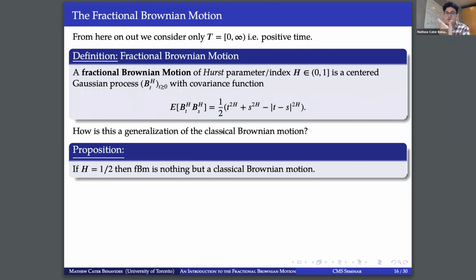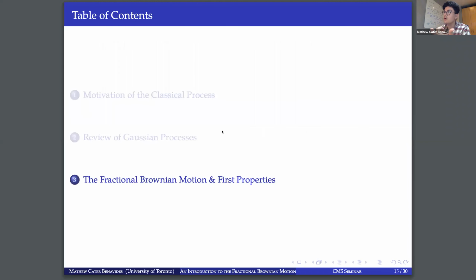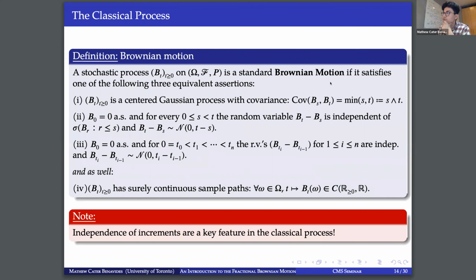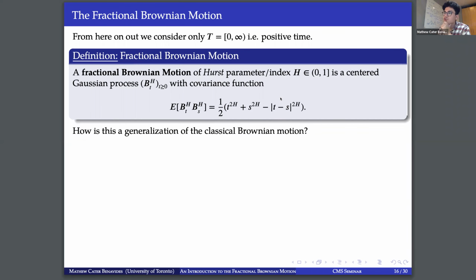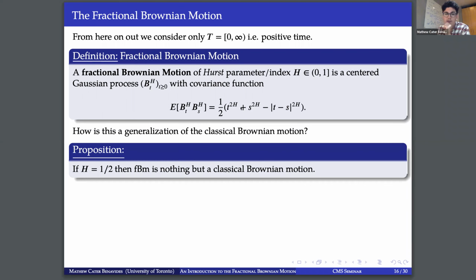So all you have to do to show something's a Brownian motion, if we recall, is show that it has this covariance structure and that it's centered Gaussian. So if we're considering a fractional Brownian motion of Hurst parameter at half, it's already centered Gaussian. So all we would need to do is compute the covariance and hope that it agrees with that of the classical process.